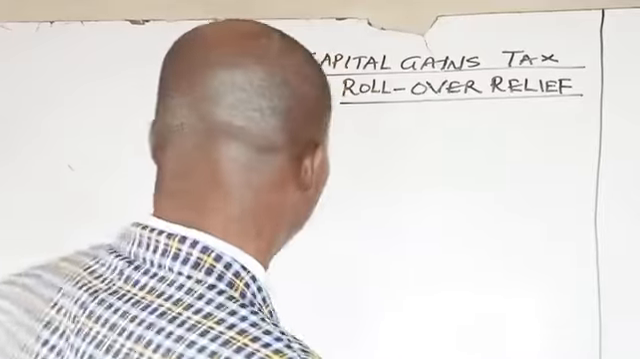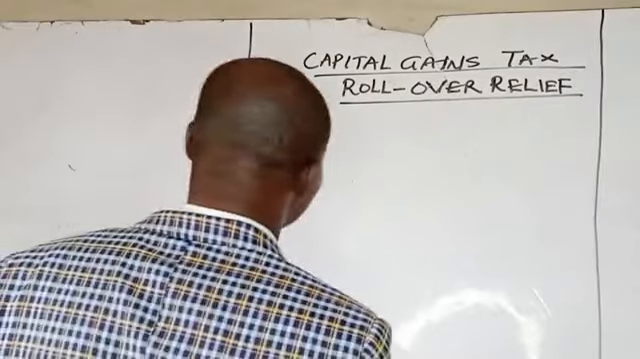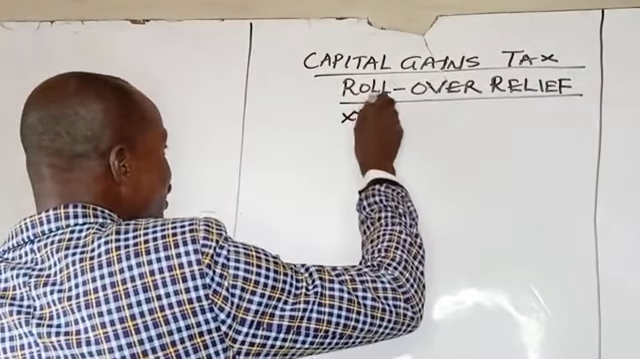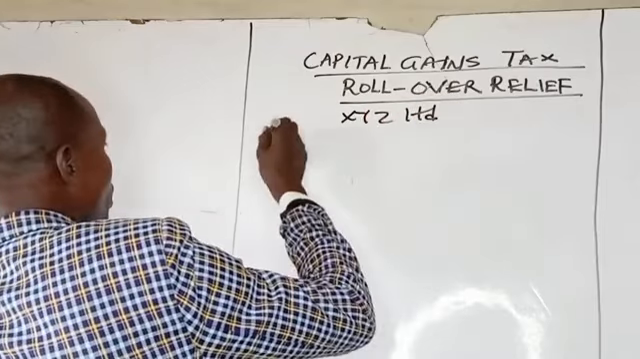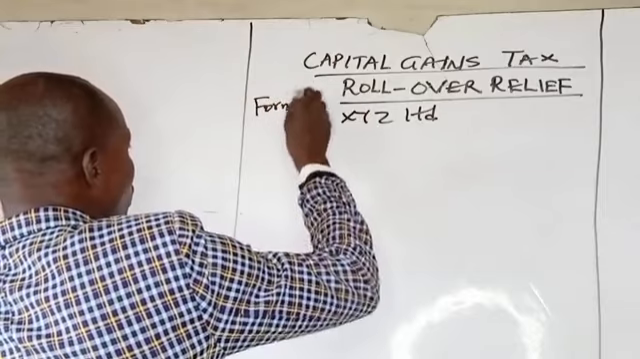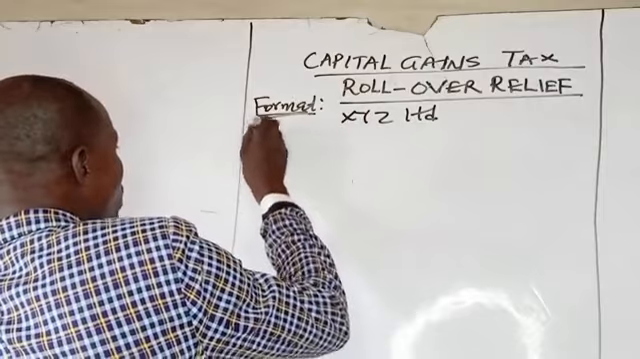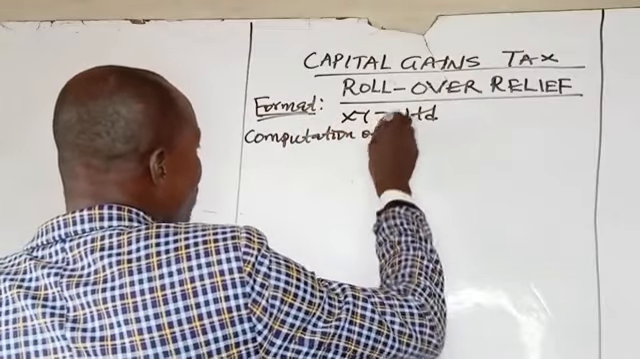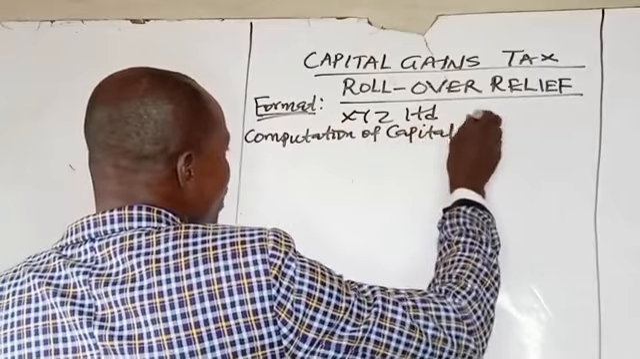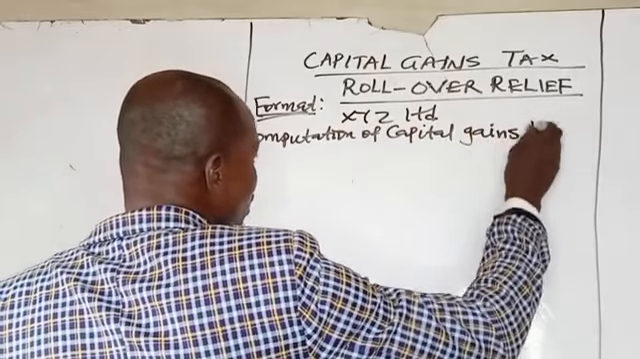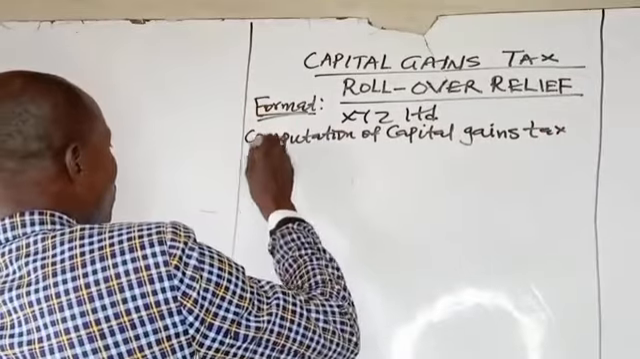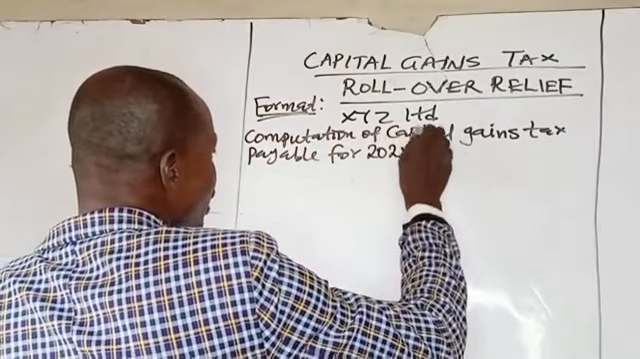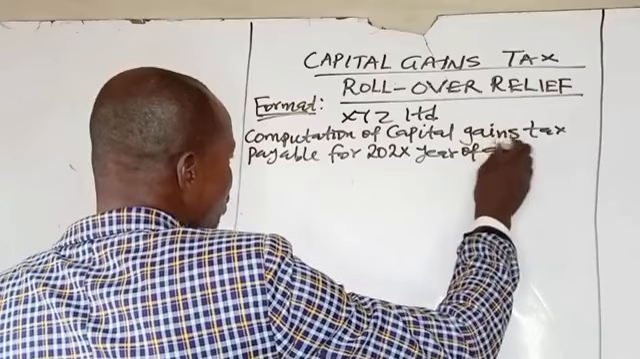Format for the computation of capital gains tax with rollover relief. So we have XYZ Limited. Computation of capital gains tax payable for 20XX year of assessment.